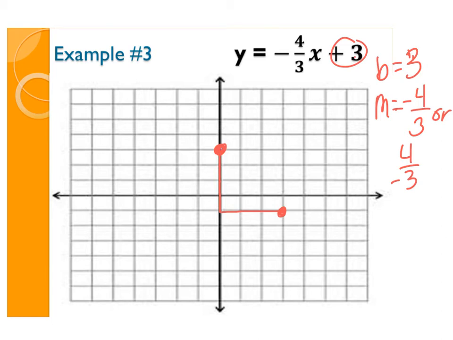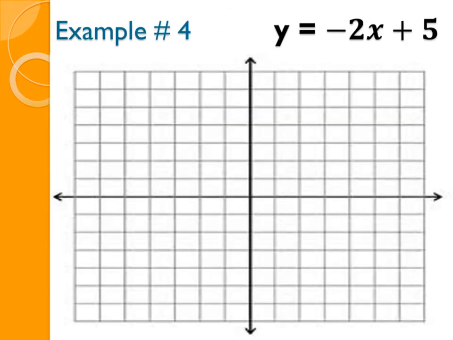I'm also going to do the next one to show you. You can do either way. We'll go up 1, 2, 3, 4. Run to the left, which is negative. 1, 2, 3. Plot your point. And then draw your line. Remember that you can pause this video anytime to catch up.